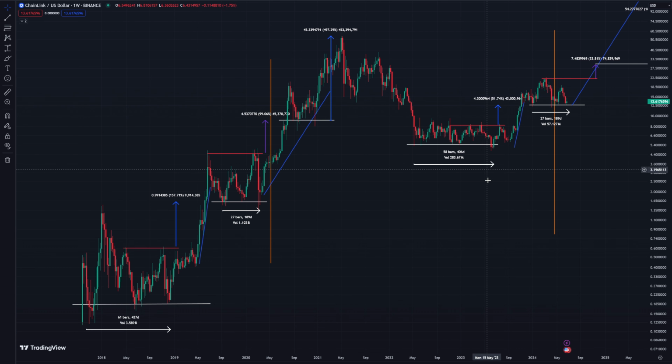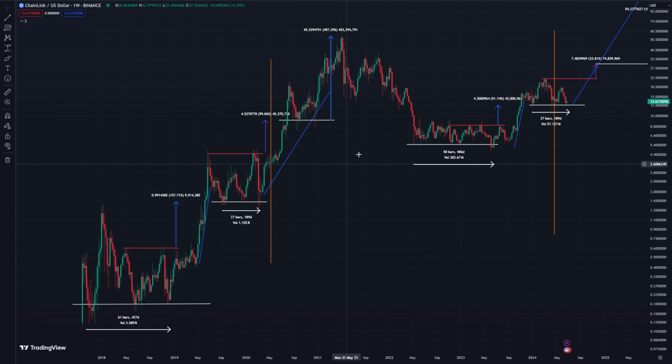altcoins could be headed. Today we are looking at Chainlink, and because it's been a while, we're going to be looking at the general trends Chainlink makes from cycle to cycle. Now in this video we are going to be specifically looking at a 4-year cycle theory, what could play out if we follow a 4-year cycle theory.